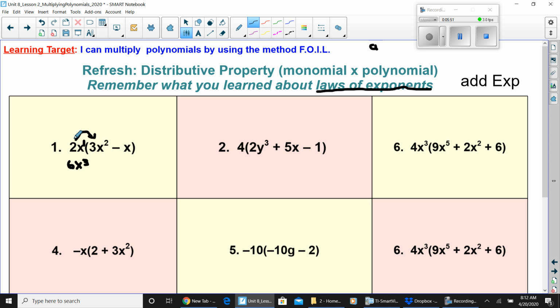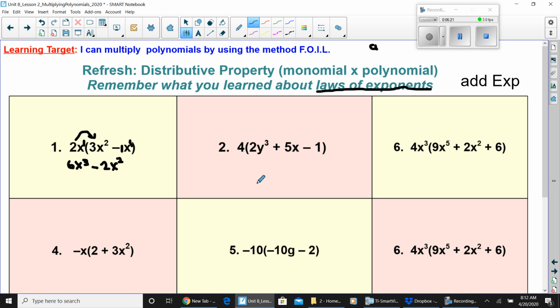And then it's 2x times negative x. And by the way, this is a negative 1, right? 2 times negative 1, negative 2. x times x is x squared, because remember, this is a 1, a 1. So you have 1 plus 1, that's the 2. That's where you get the 2 from.